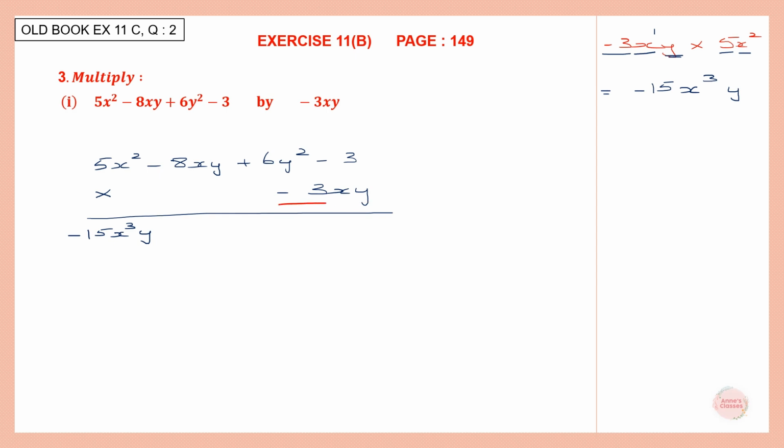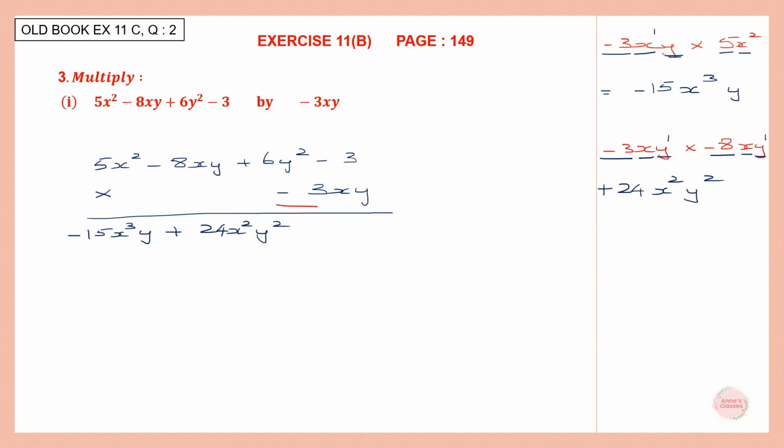Now we're going to multiply minus 3xy with the second term of the polynomial. That is minus 3xy into minus 8xy. So first step, multiply the numerical coefficients. Minus 3 into minus 8. Minus into minus is plus. 3 8s are 24. Then x to the power of 1 into x to the power of 1, x to the power of 2. Y to the power of 1 and here also y to the power of 1. So that is y to the power of 2. So let's write that here: plus 24x square y square.